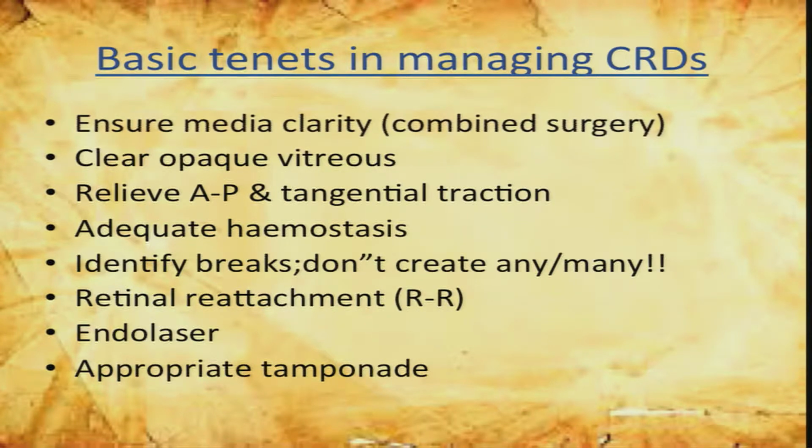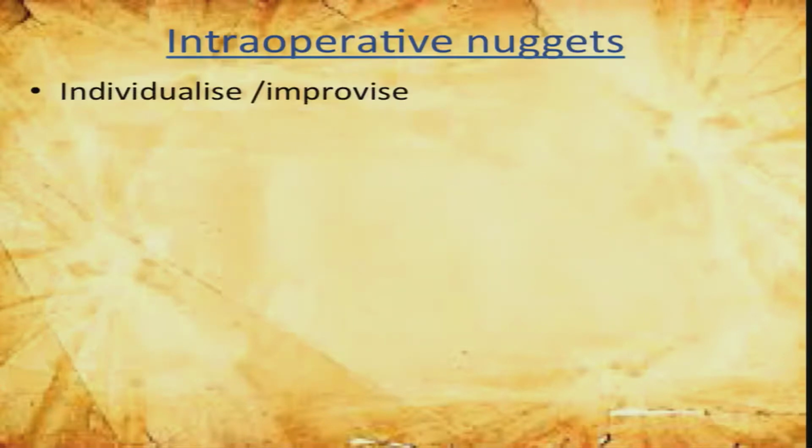Adequate hemostasis is very important. The maneuvers with which we can do that, we will come to in a moment. Identifying the breaks is very important, as I alluded to already. Don't create any, or at least not many. And ensuring retinal reattachment is key, because these patients are at very high risk of developing postoperative rubeosis, and if it means, due to intrinsic shortening of the retina, retinotomies or retinectomies have to be done, then those also have to be done. Endolaser and appropriate tamponade.